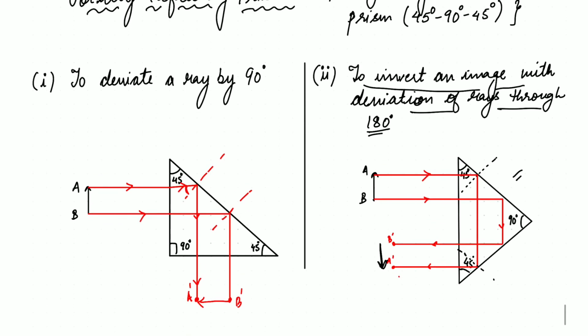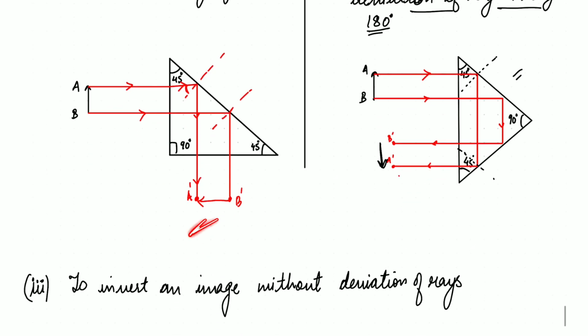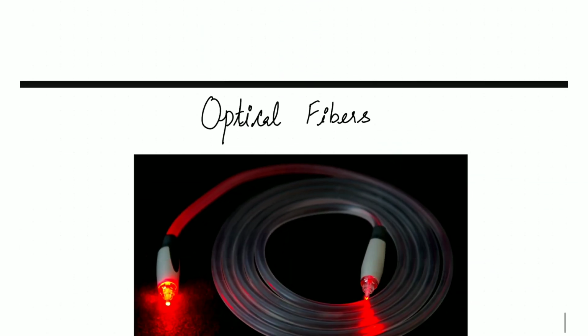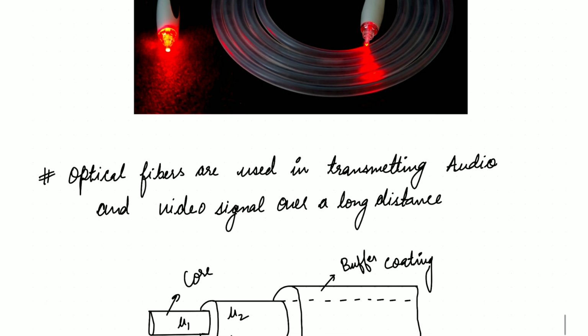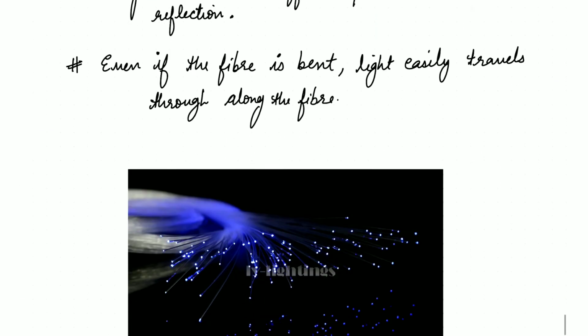Okay, so next one is the totally reflecting prism, right? We can use different kinds of prisms to get our images according to our will. Then we have optical fibers, our Wi-Fi cables, our LAN cables, right? We are using these to transmit our audio and video signals over very long distances, right? So we talked about this. That was all, we talked about total internal reflection.